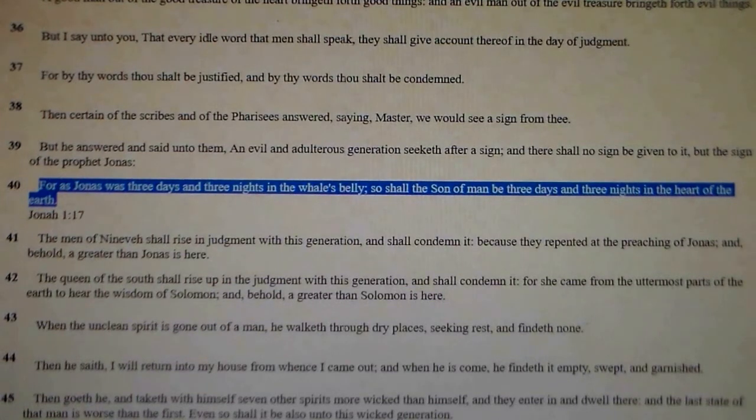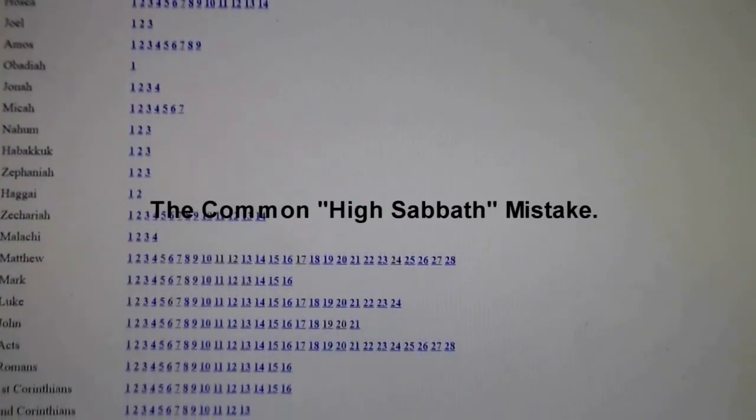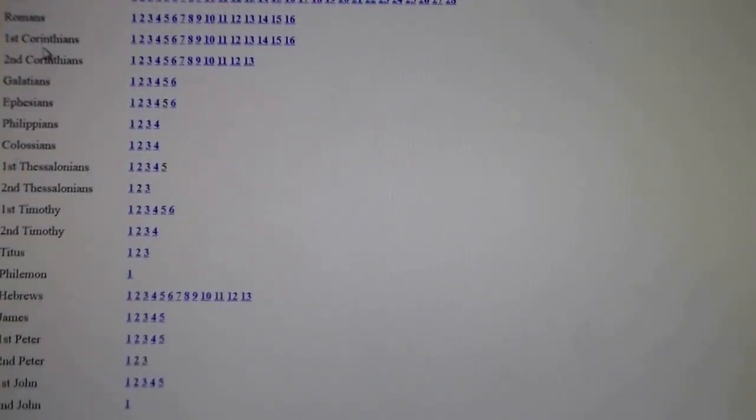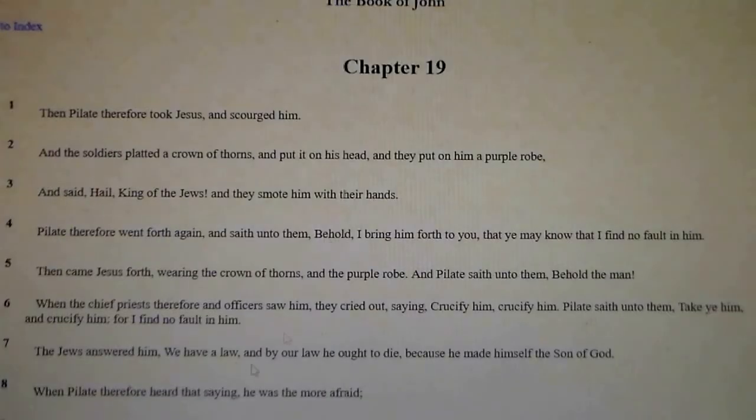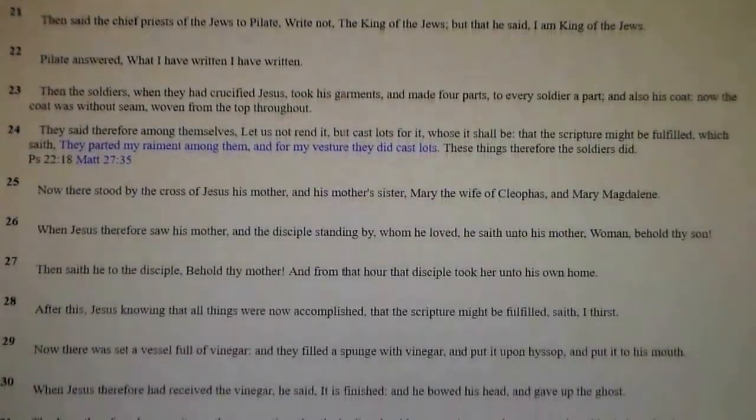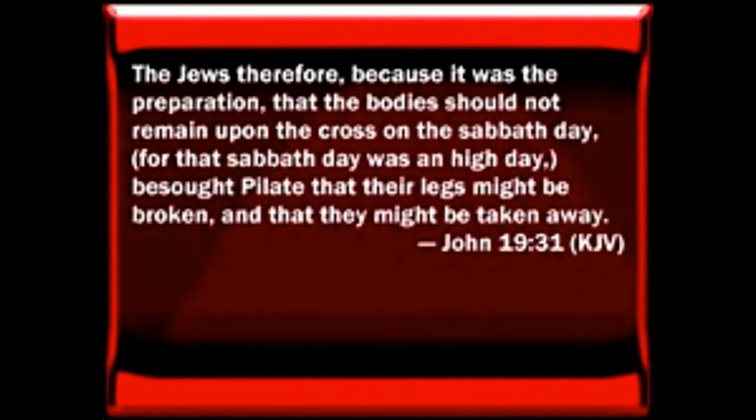No. The mistake is back in John 19:31. Here's where everybody makes that mistake. I'm going to go to John 19:31 again. It says, the Jews therefore, because it was the preparation, that the body should not remain upon the cross on the Sabbath day, for that Sabbath day was an high day. See, that's where people make a mistake. They think that Sabbath day was a Saturday. Yes, Sabbath days were Saturdays because that's the rest day, the end of the week. But you have to remember, this was Passover week. And it says, for that Sabbath day was a high day, meaning it was an important day, because the word high in Greek means important.